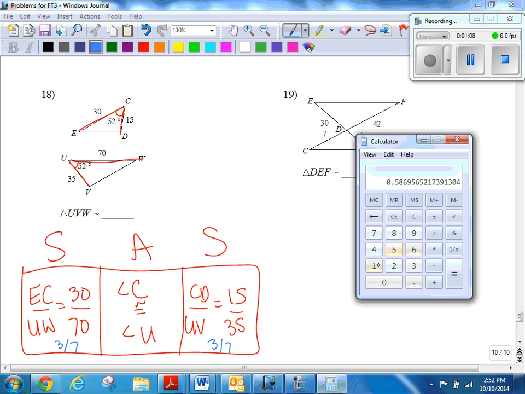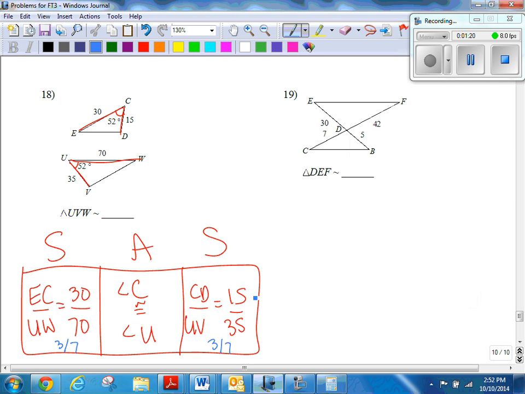Okay? Now, if you don't believe me, you can pull up your trusty calculator, make sure you get the same decimal, 0.42 and 0.42. Okay, so 3/7 and 3/7, so all that checks out. So we've got our sides matching up here, our angles congruent. We now have proven this. We've got our evidence pieces. All we have to do now is finish our similarity statement.